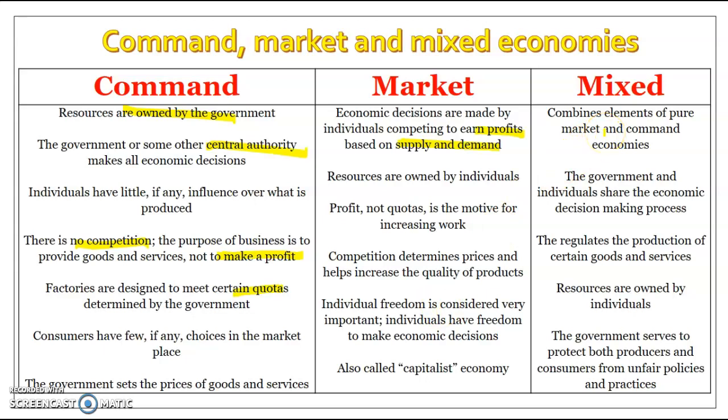Mixed economies combine both of them. So the government and individuals are combined in the production process. The government will regulate to ensure that some products aren't overproduced and some things aren't underproduced. In a mixed economy, the government also protects producers and consumers. So if producers are being unfair, and their practices are exploiting consumers, the government will also step in there to ensure that individuals aren't being exploited.